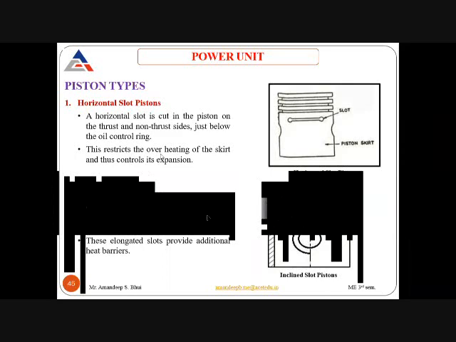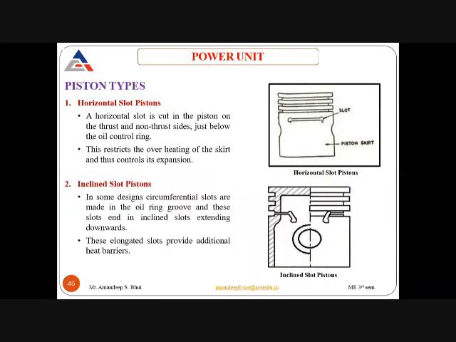So the first type of piston that is available is known as the horizontal slot piston. In the diagram, you can see there is a horizontal slot that is parallel to the ring grooves. This slot is provided on the skirt area, just below the oil groove. A horizontal slot is cut on the thrust and non-thrust side, both sides of the piston, just below the oil control ring. This restricts the overheating of the skirt.